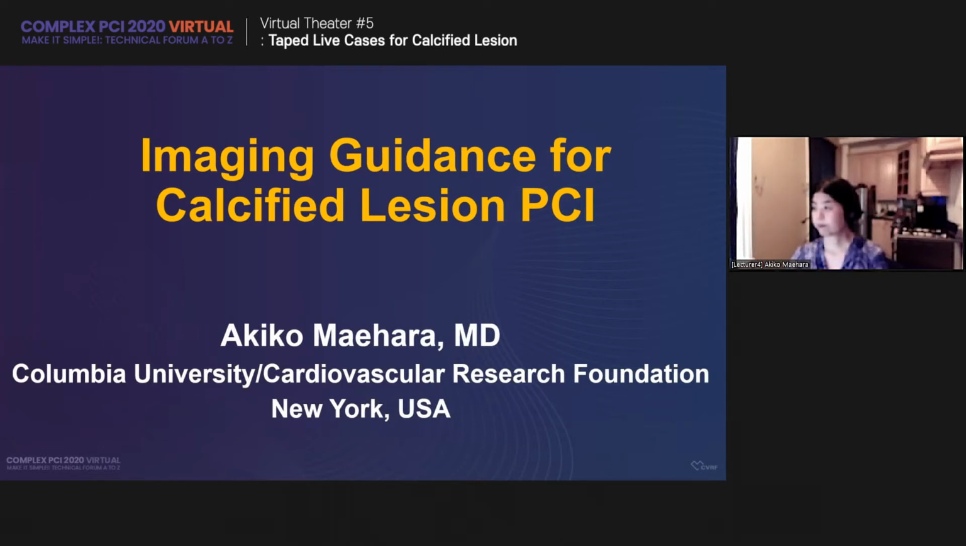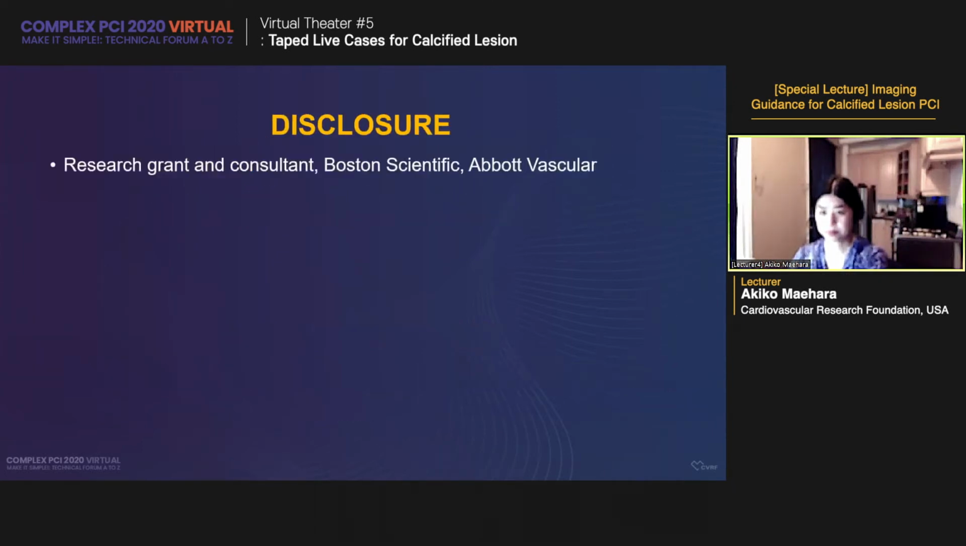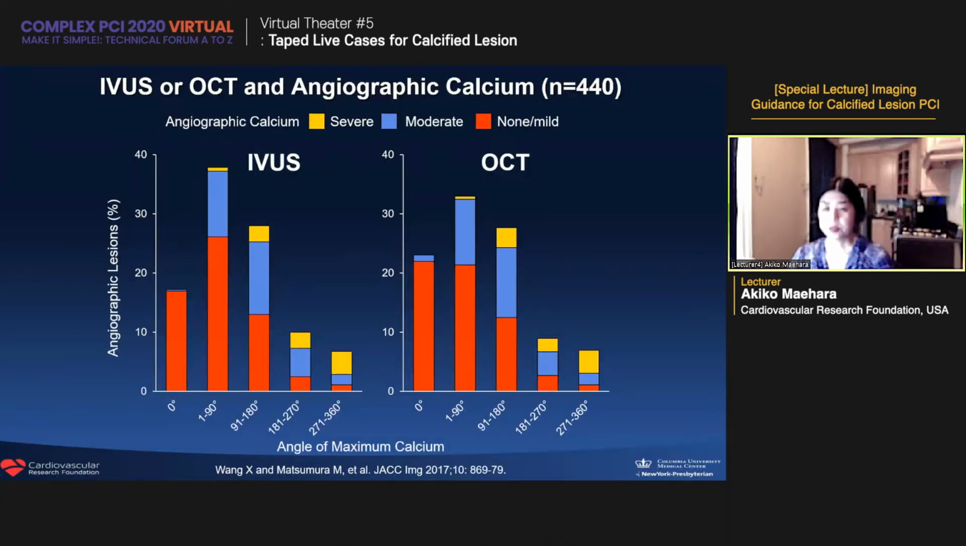Please. Okay, so today I'd like to talk about how to define the calcified lesion. This slide shows the relationship between the angiographic calcium compared to the intravascular imaging calcium. The first point was, if you have moderate or severe calcium angiographically, when you do the imaging, you can see the big chunk of calcium.